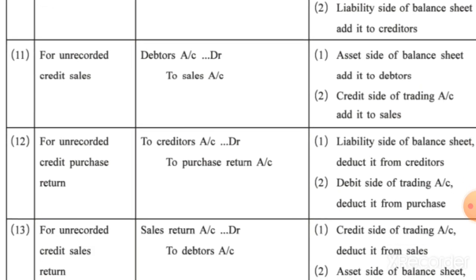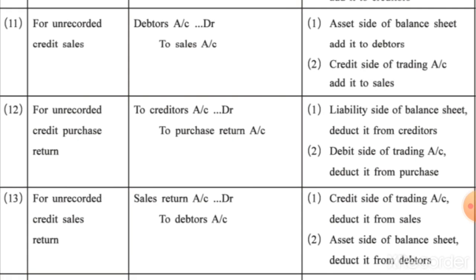Now after understanding the 12th adjustment, let us understand the 13th one, that is for unrecorded credit sales return. The opposite effect would be there as that of credit purchase return, that is sales return account debit to debtors account credit. Over here debtors would be reduced because whatever goods you have sold, now some amount of the sold goods has been returned by that customer, so debtors would be reduced by that much amount of goods returned. So the first effect is on the credit side of trading account, you will deduct from sales, and the second effect is that you will be subtracting from the debtors on the asset side of balance sheet.